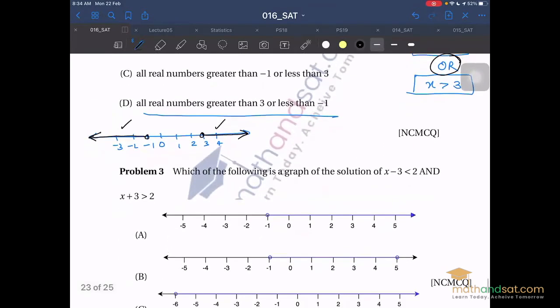Now, which of the following is a graph of the solution of x minus 3 less than 2 and x plus 3 greater than 2? These two inequalities are combined by and. When they're combined by and, you should be looking at the common solution.